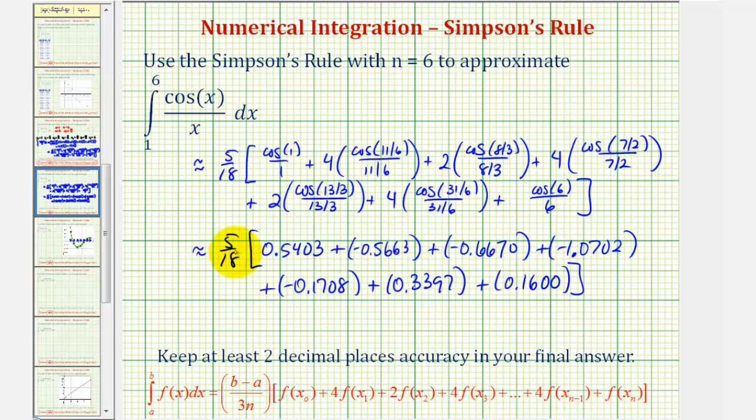And then 5/18 times this sum would give us approximately negative 0.3984. This would be our approximation of the definite integral using Simpson's rule when n equals 6. I hope you found this explanation helpful.